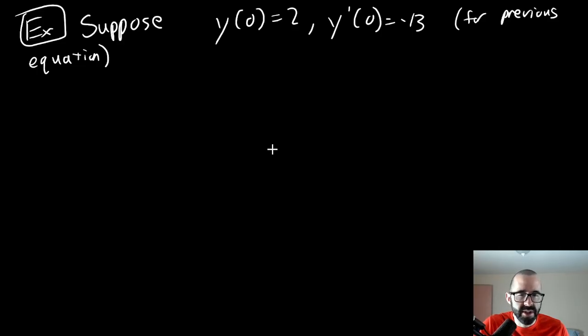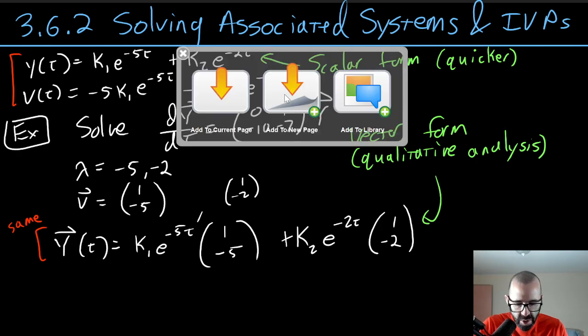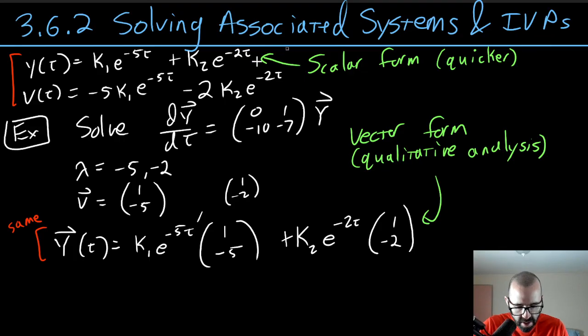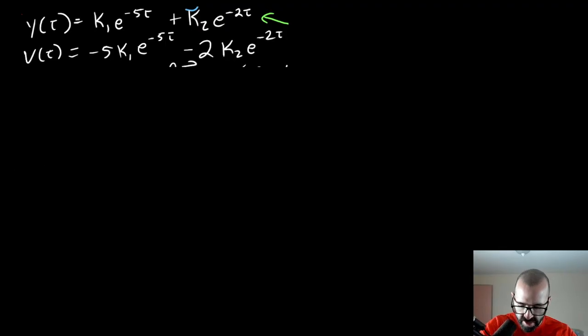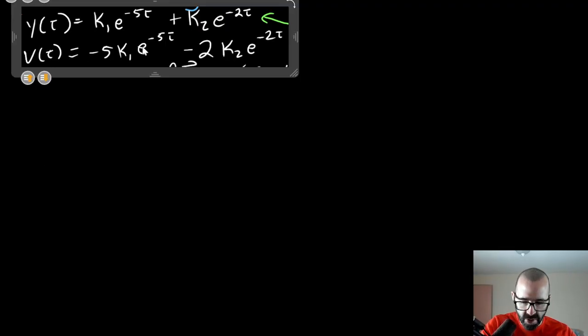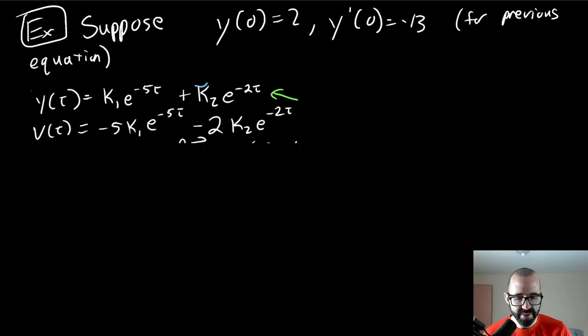You just plug in and solve a system of equations. I should have copied this again because we're going to need it. So again, we know this is what y and this is what v are. So if we just grab it and move it to the next page so we have it in the right spot. Excellent. We just plug in. We know y(0) needs to be 2. So when we plug in 0 to this first equation, we should have it equal 2. Plug in 0, this just becomes k1. Plug in 0, this just becomes k2.